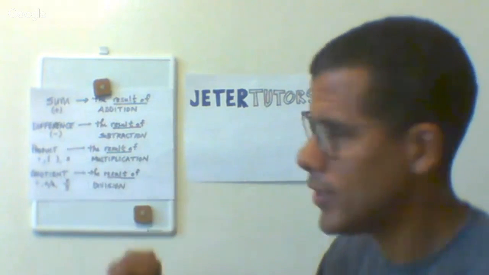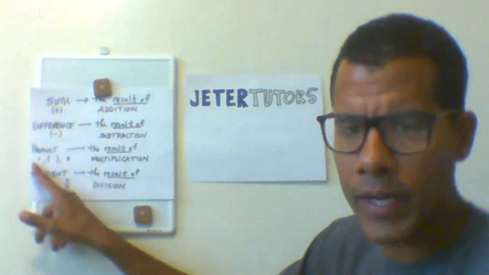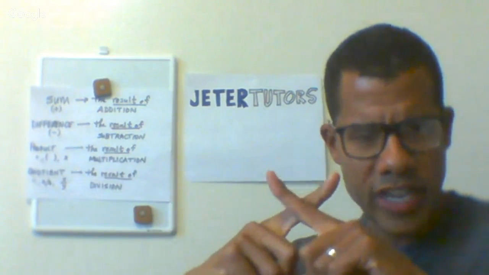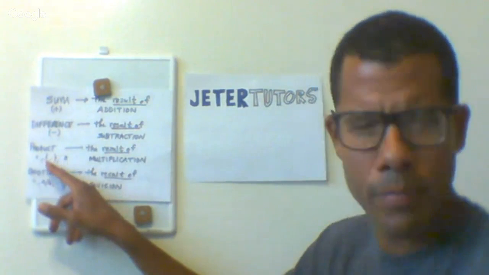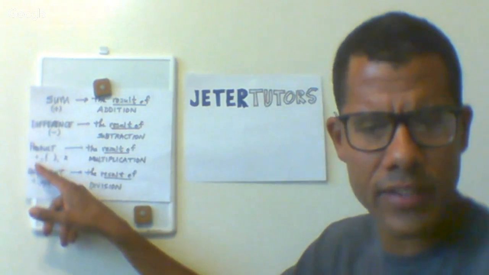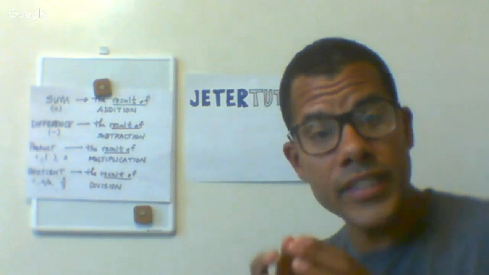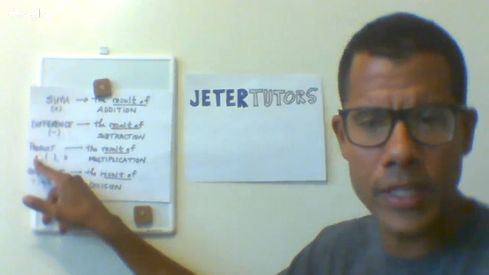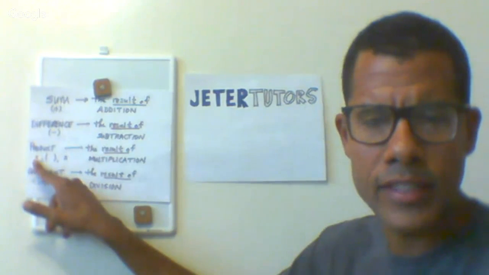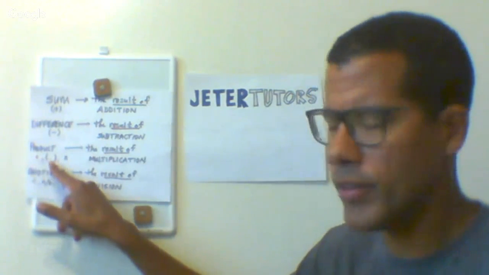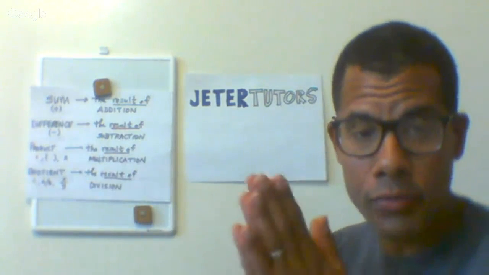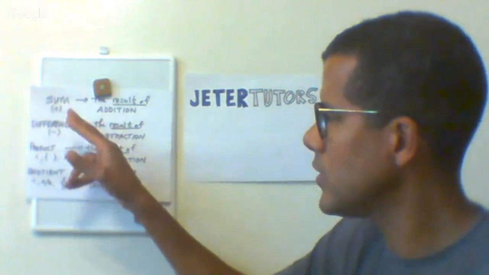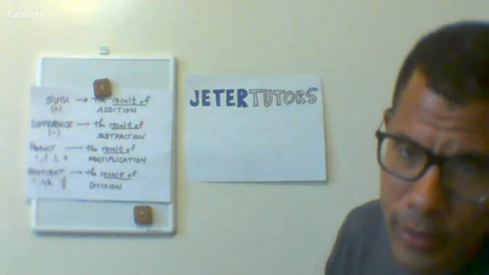The product, okay? It's identified by, right now, if you're in second, third, fourth grade, multiplication is an X, right? Fifth grade, you might see parentheses. Sixth, seventh, eighth, and beyond, we start to get into algebra, so multiplication or the product is going to be indicated with a dot or parentheses. So product, again, the result of multiplication. All right, so we got addition, subtraction, multiplication. Who can guess what the fourth one is?